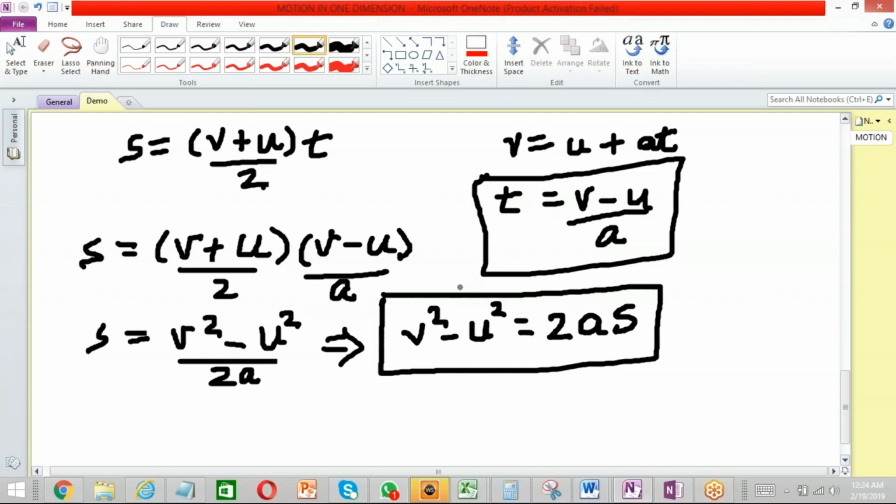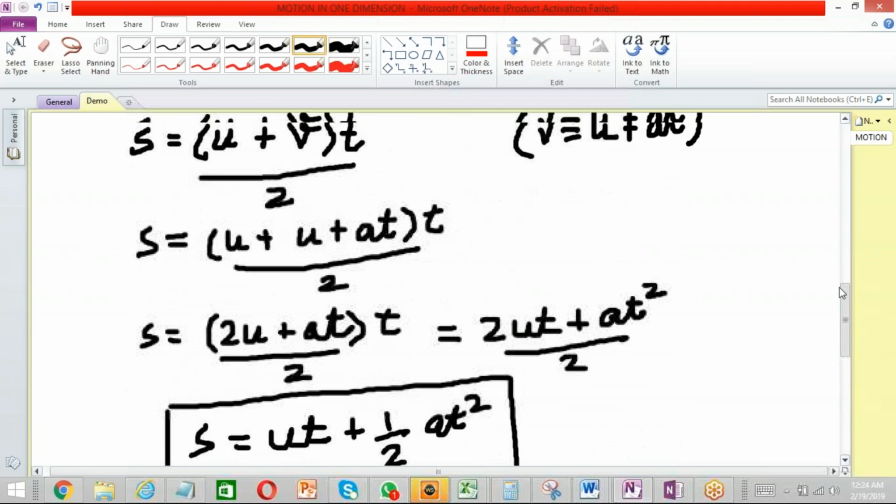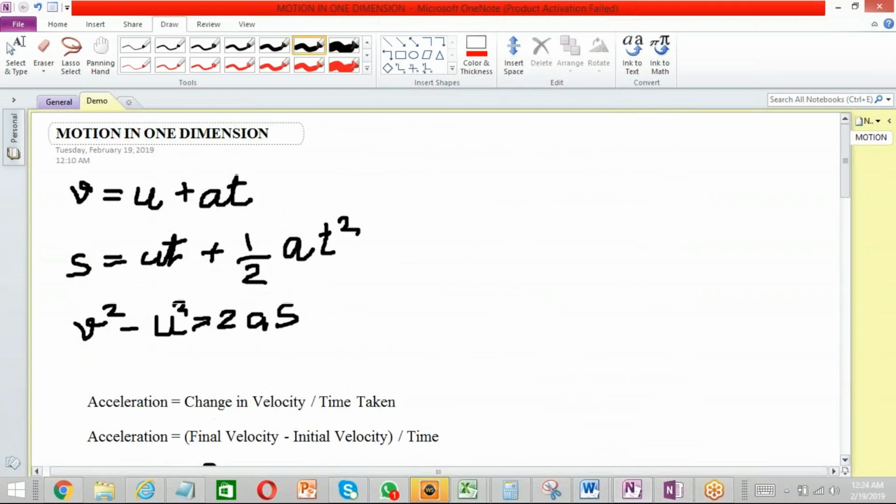And as a part of physics, it is mandatory for all of you to memorize all three equations of motion. So let me show you these three equations here. The first equation of motion is v equals u plus at. Second is s equals ut plus half at square. And the last one is v square minus u square equals 2as.